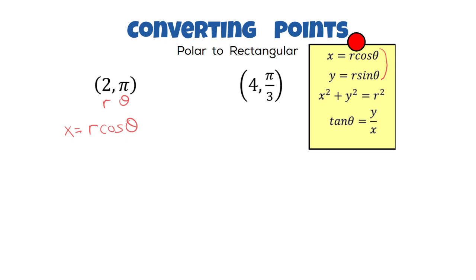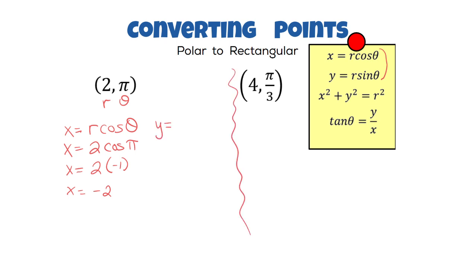Okay, so x equals r cosine theta, and so then we're going to fill it in. It's going to be 2 cosine of pi. And I know the cosine of pi. The cosine of pi is -1. So x actually ends up being -2. Then we have to do the same thing. Boy, I didn't leave myself much room to work here.